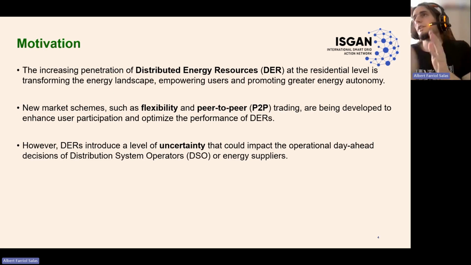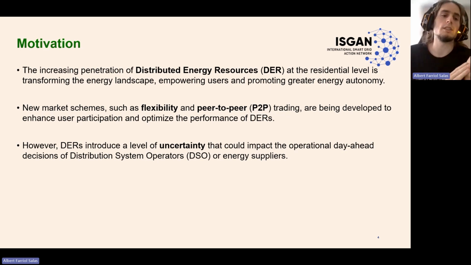As we all know, the increased penetration of distributed energy resources at the residential level is transforming the energy landscape, empowering users and promoting greater energy autonomy. Also, new markets exist, such as flexibility and peer-to-peer trading, that are being developed to enhance user participation and optimize the performance of the distributed energy resources.